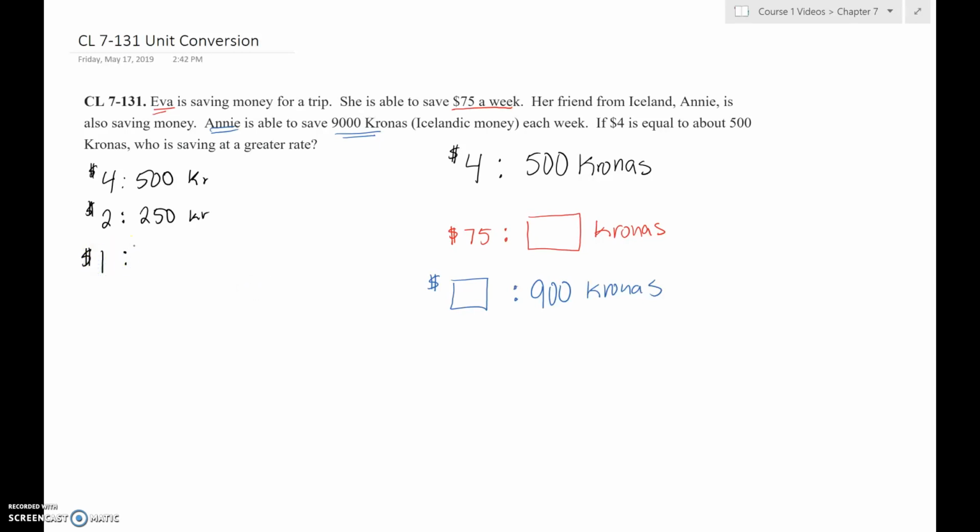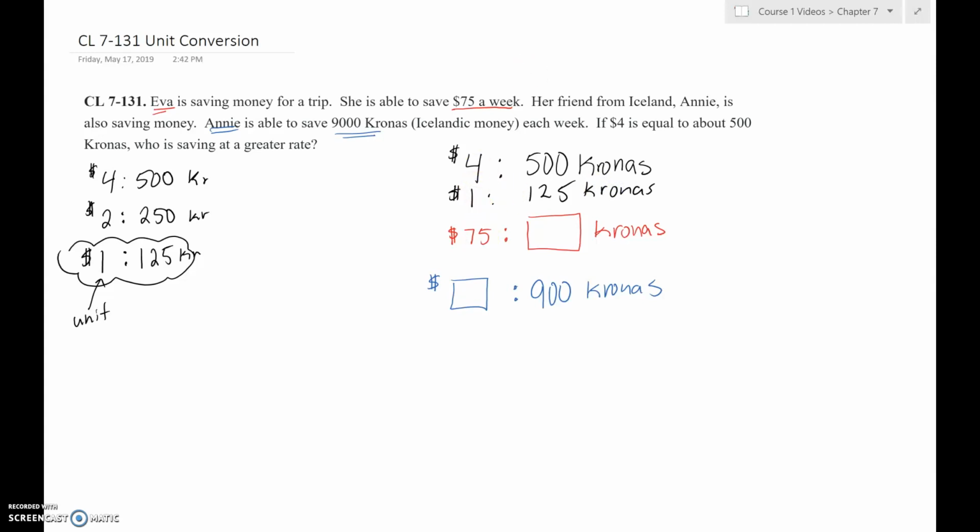And this is special. This is the unit rate. How many kronas is just $1? So 250 divided by 2: 200 divided by 2 is 100, and 50 divided by 2 is 25. So now that we have the unit rate, it's called that because for 1 unit of money, it is equal to 125 kronas. Now that's not too bad. So now I know that $1 is 125 kronas. Sorry, not kroners, kronas. For anybody that is Icelandic, I apologize.